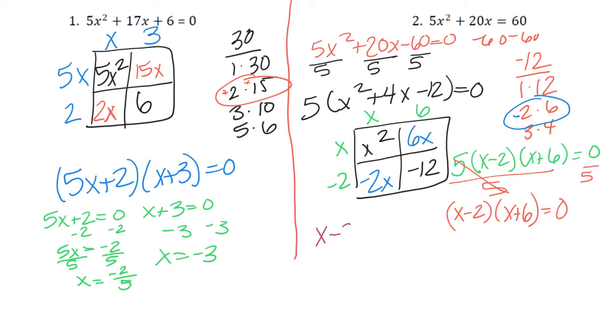We can set x minus 2 equal to 0 and x plus 6 equal to 0. All right, so then add 2, add 2. So x equals 2 and minus 6, x equals negative 6. So those are my two answer options.